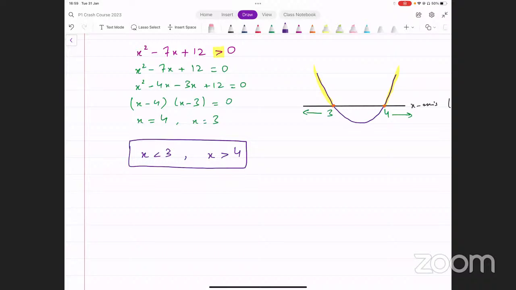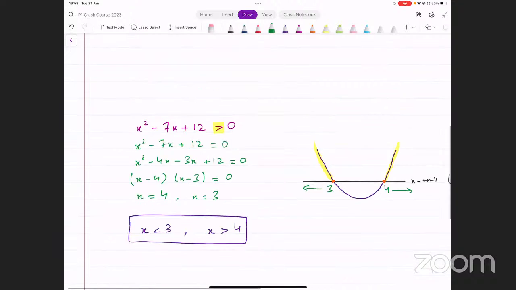All right. So this is how you would actually solve this inequality. We first treat this as an equation, find the x-intercepts. Once we have found the x-intercepts, we look at the graph and see which regions on the graph satisfy our condition, where the graph is above the x-axis.